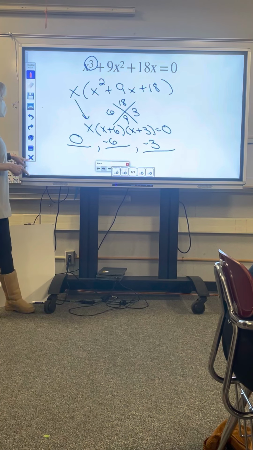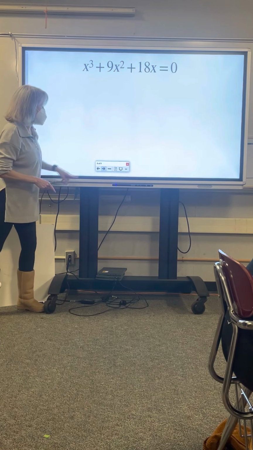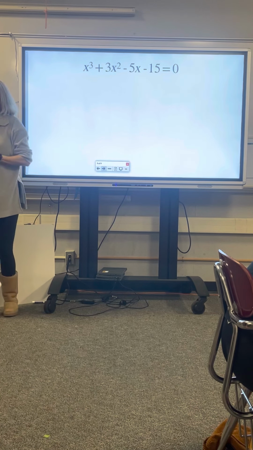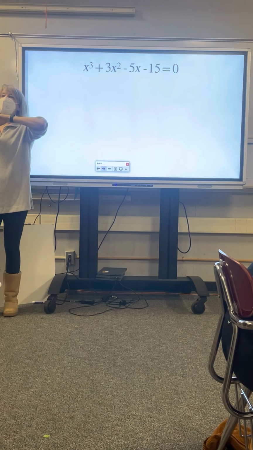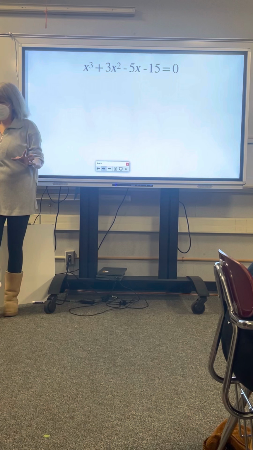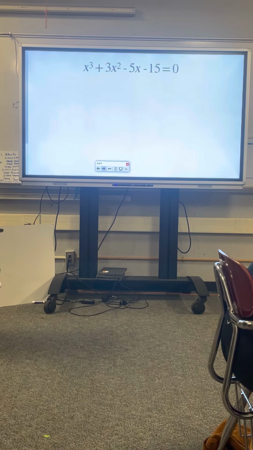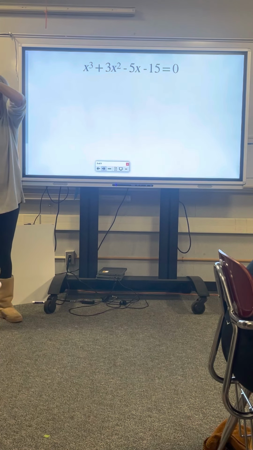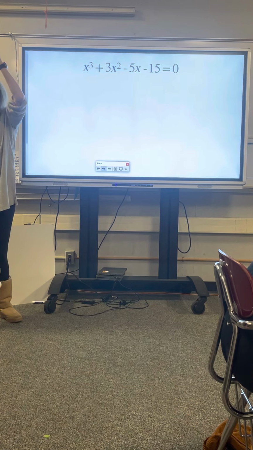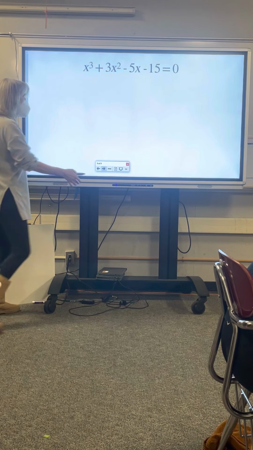Last one, best one for today. This is the whole ball of wax. We need to factor this, and then we need to take our answers out. How do we factor a 4-parter? Show me with your hands. What's the trick? Yep, it's the splitting thing, right?